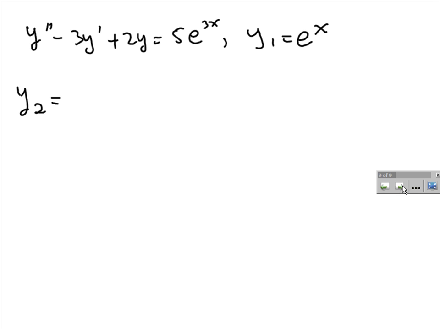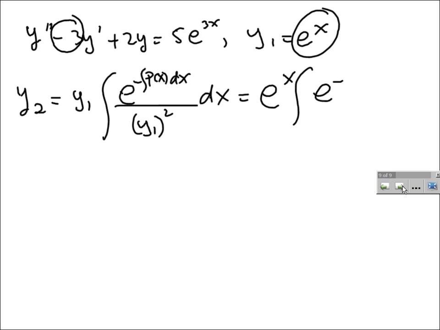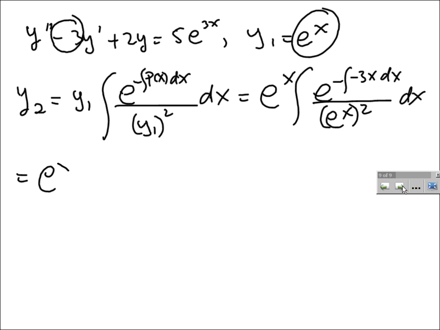Well, y2 is always y1 times the integral of e to the negative integral of p of x dx all over y1 squared times dx. And that's y1. So it's y1 times the integral of e to the negative p of x, which is negative 3, the integral of negative 3 dx all over y1 squared. So we get e to the x in front. This will become e to the integral of 3x dx.